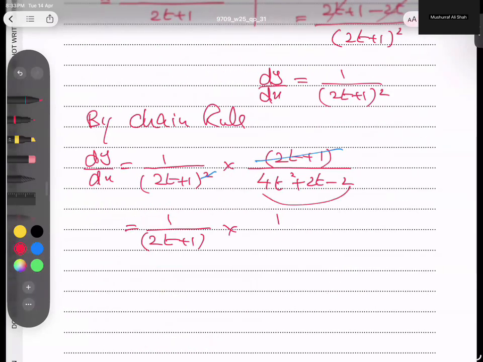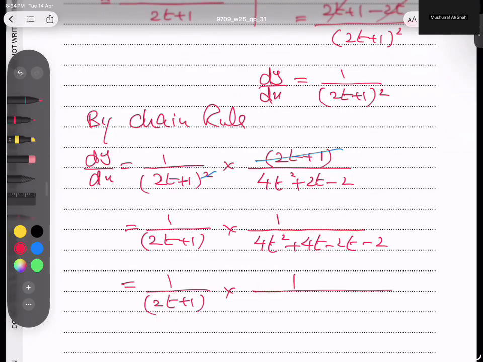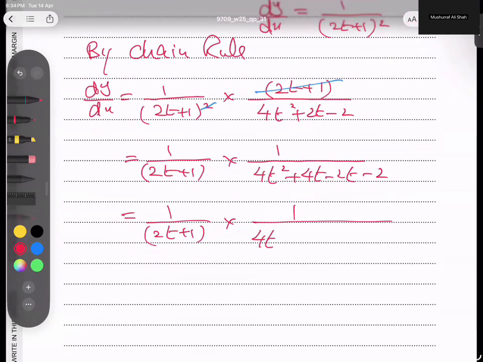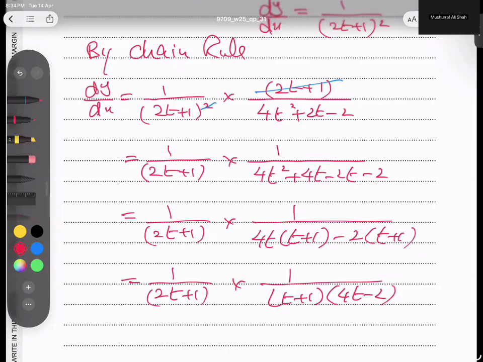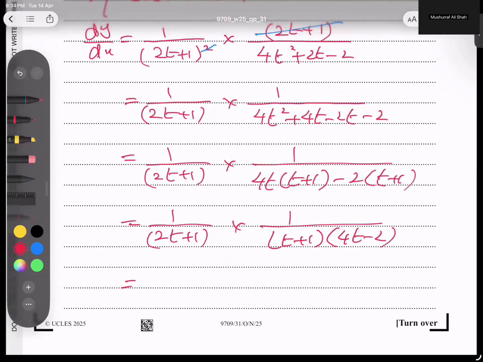But can you factorize or not? Check it. 4 2s are 8. 4 2s are 8. And 4 2s are 8. It works. So better not to give a chance to the examiner to cut marks. So we can factorize. Factorization, 4t common, I got a t plus 1, and negative 2 common, I got t plus 1. So this 2t plus 1 is already available with us. Here, I got a t plus 1 and 4t minus 2. So the final form which I'm getting here, and 2 common from here.